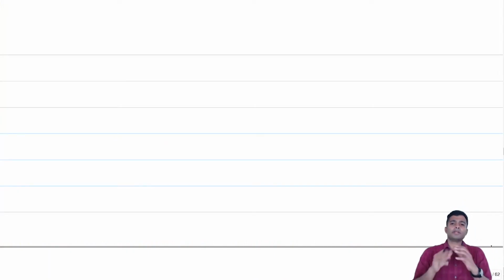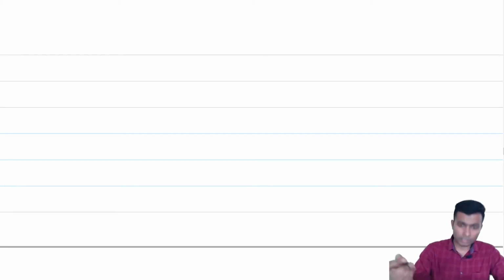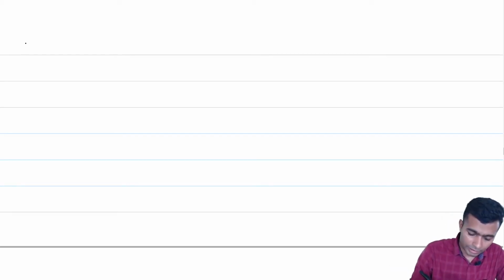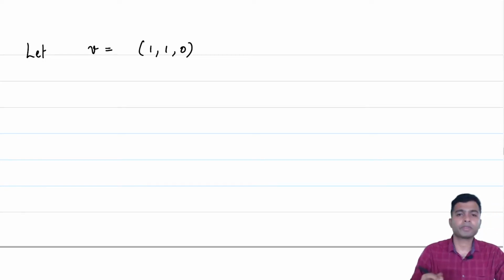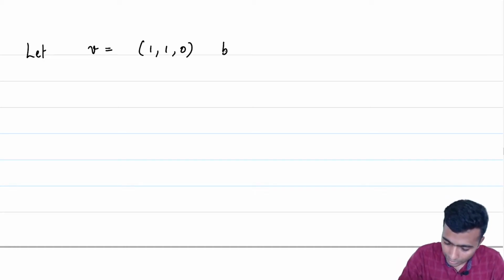So let's take some arbitrary vector in a vector space capital V and ask this following question. Can we obtain at least one subspace of capital V which contains this particular vector? So let's look at it with an example. So let V be equal to, say, (1, 1, 0), an element in R3, a vector in R3.